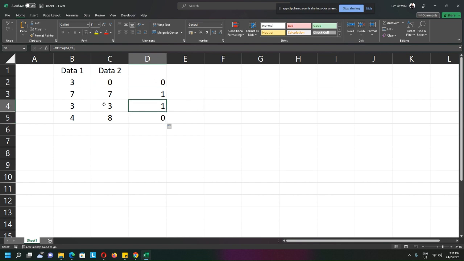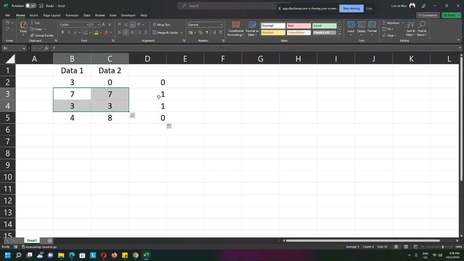Why? Delta checks whether they are the same or not. Since the numbers are the same, it will produce a 1. See, the numbers are the same, so it produces a 1. If the numbers are different, then it will produce a 0. Again, the numbers are different, so it will produce a 0.